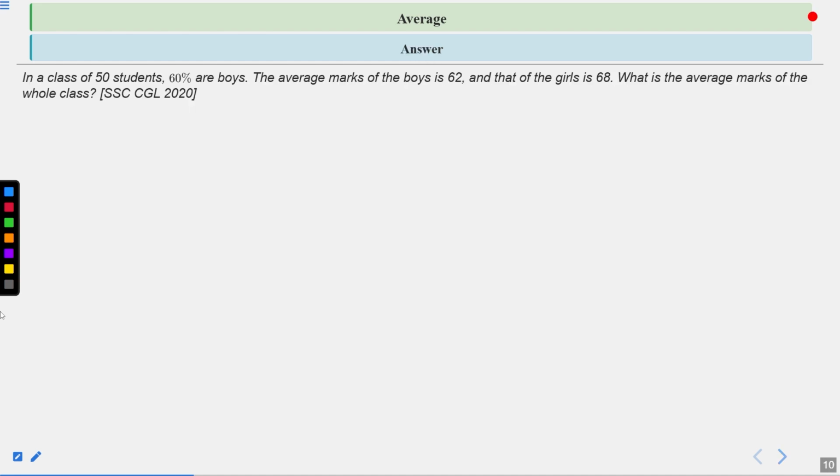In a class of 50 students, 60% are boys, it is given. So we can calculate it. If we calculate 60% of 50, we get 30 boys. So 20 will be girls.